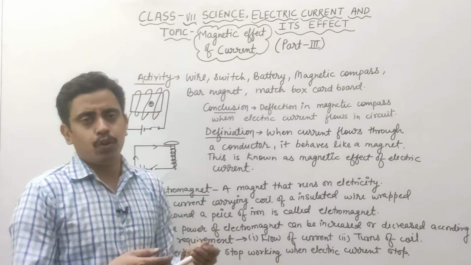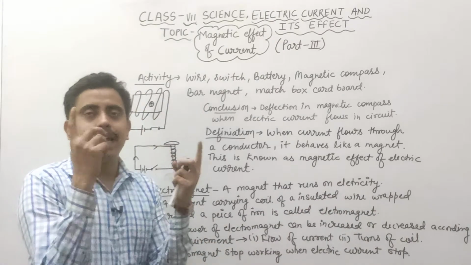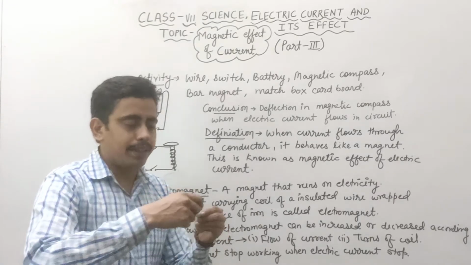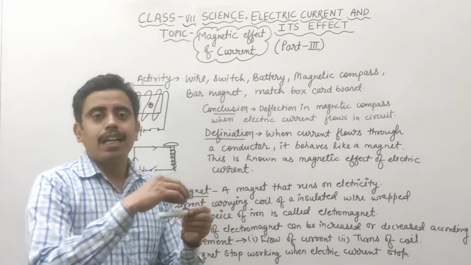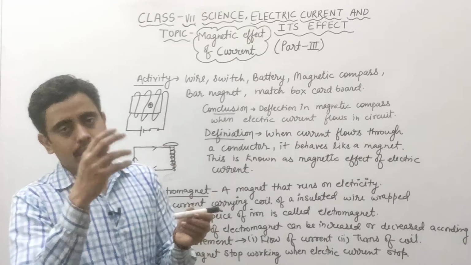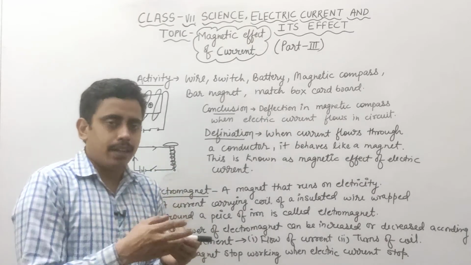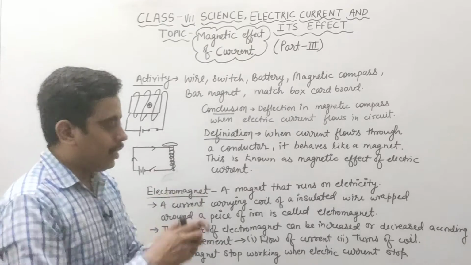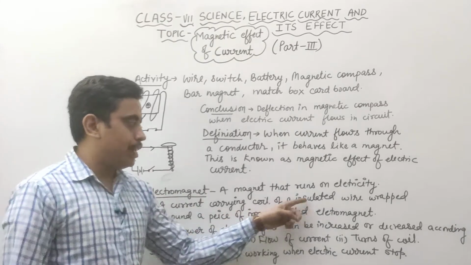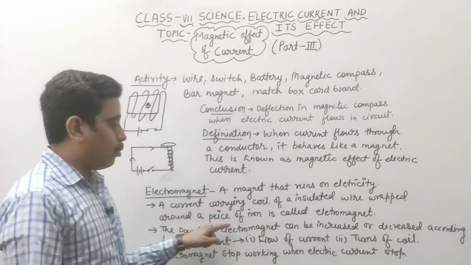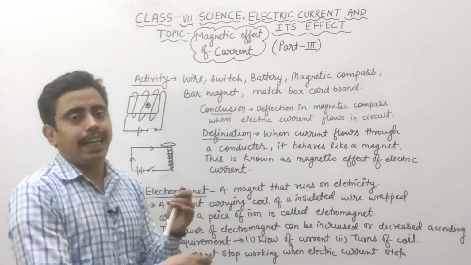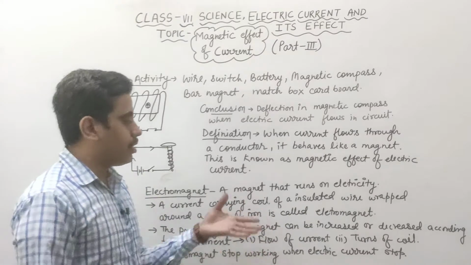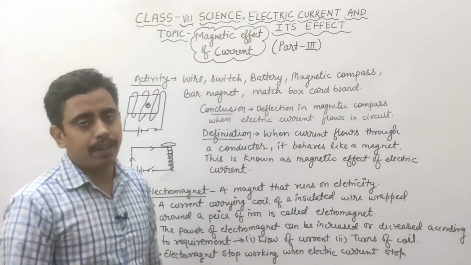Insulated wire means, all of you know, the wires of the electric supply in our homes are insulated. They have a plastic covering so that we do not get an electric shock. Insulator means a bad conductor of electricity. So we have to coil that same insulated wire. A current carrying coil of insulated wire wrapped around a piece of iron, here we wrapped it on the iron nail, is called an electromagnet. So this is the proper definition of an electromagnet.